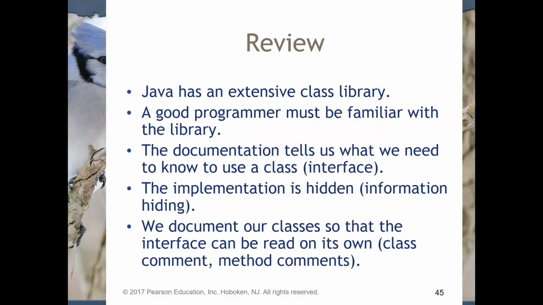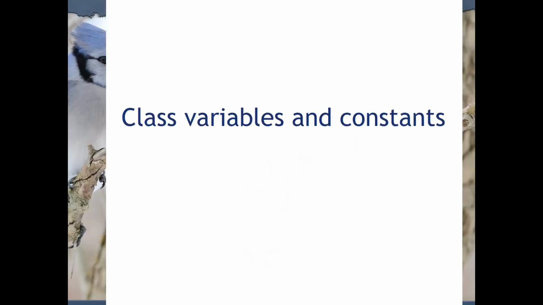To review, Java has an extensive class library. As a good programmer, you should be familiar with the big libraries like java.util. The documentation tells us what we need if you're using Java properly. If you're coding correctly, the implementation is hidden from other classes, and they would use a getter or setter to do things or interact with you, or mutators. We document our classes so that the interface can be read on its own. In other words, if you're doing this well, nobody needs to look at your source code. Okay?